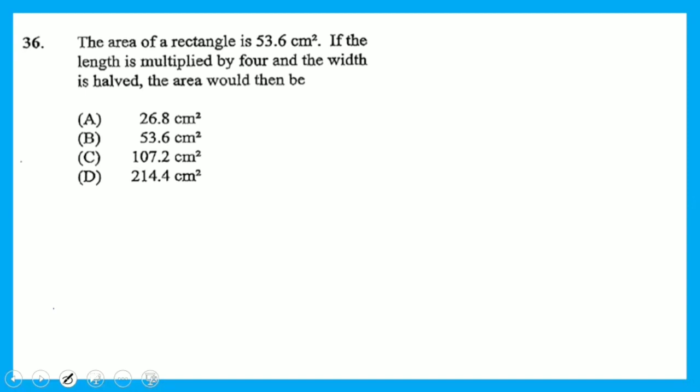All right, this question we have done before. It says the area of a rectangle is 53.6 centimeters squared. And immediately you start to think about the fact that you know the formula for finding the area of a rectangle. If the length is multiplied by 4 and the width is half, what would the area be? So the area of the rectangle is 53.6 centimeters squared.